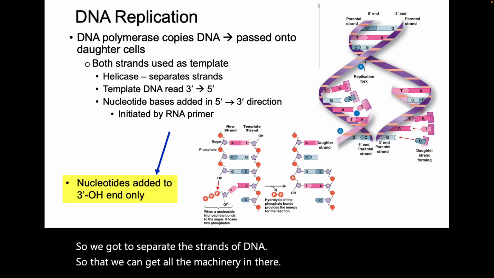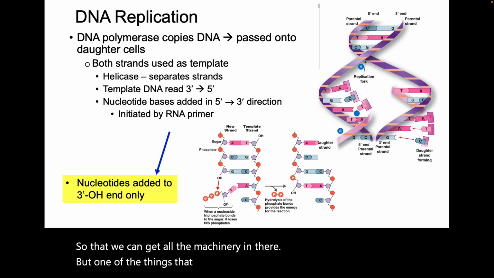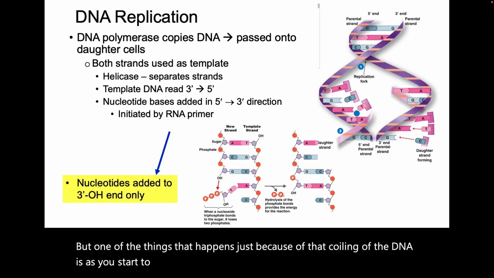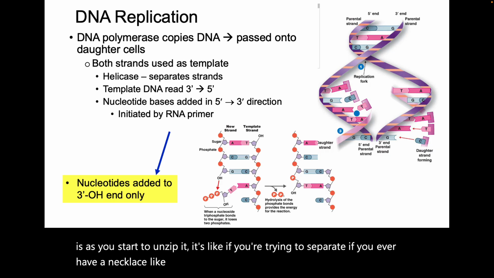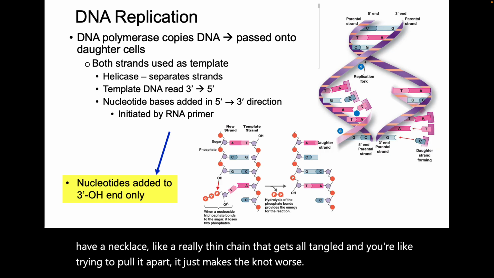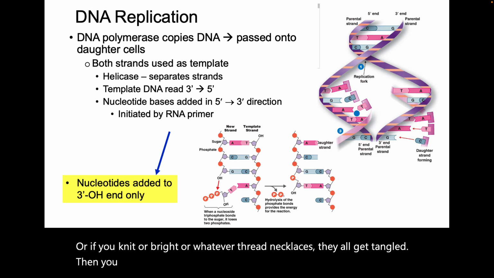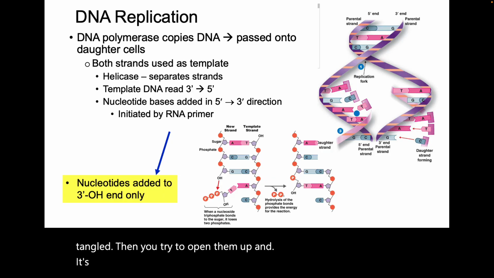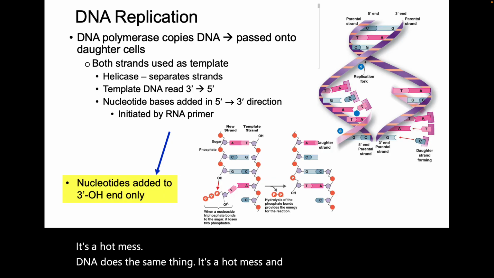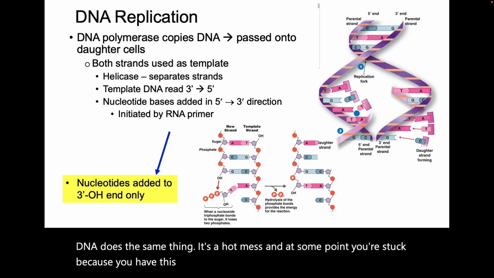But one of the things that happens just because of that coiling of the DNA is as you start to unzip it, it's like if you ever have a really thin chain, like a necklace, that gets all tangled and you're trying to pull it apart and it just makes the knot worse. Right? Or if you knit or embroider, thread, necklaces, they all get tangled. Then you try to open them up and it's a hot mess. Well, DNA does the same thing. It's a hot mess.